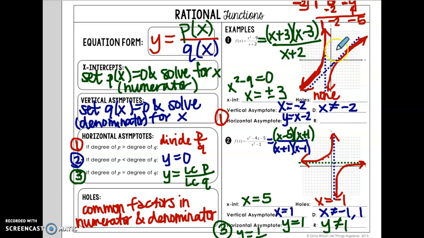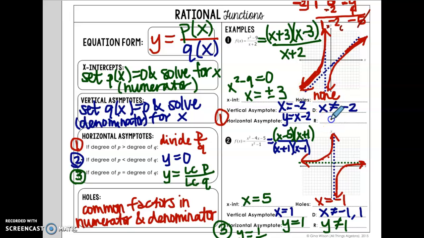So this is the thing though, when you're finding this dividing p over q, you don't care about the remainder. So what we do care about though is this is my constant, and then this is my x. So what we have then, the horizontal asymptote, is y equals x minus 2. And that's this blue line right here. And you can kind of see that both of the red branches follow along that line.